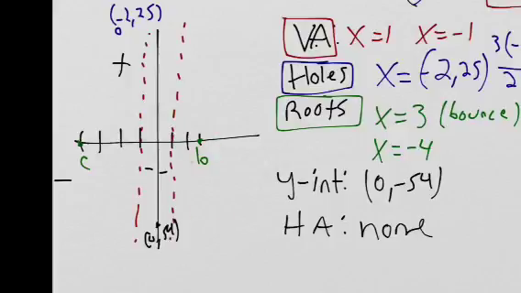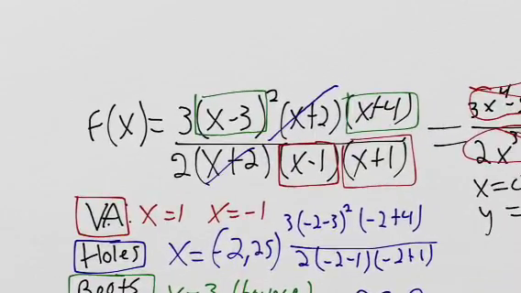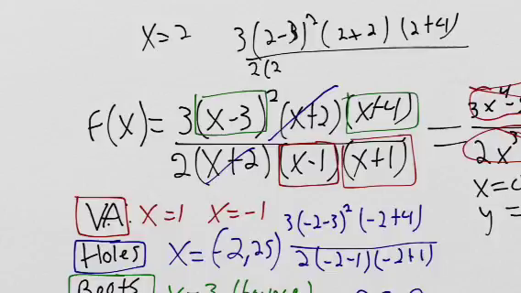So what we have to do is plug in one of these points. Let's plug in 2 to the factored form. So we're going to come up here and plug in 2. We get, okay, x equals 2, we get 3 times 2 minus 3 squared, times 2 plus 2, times 2 plus 4. On bottom, we're going to have 2 times 2 plus 2 times 2 minus 1 times 2 plus 1.